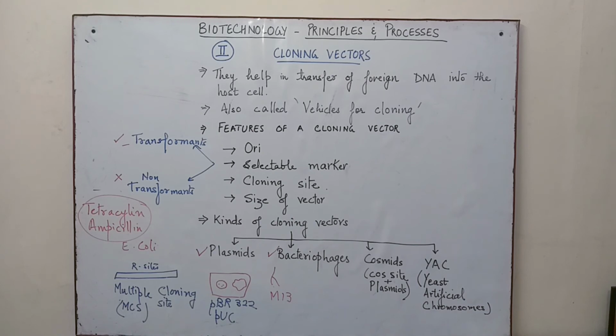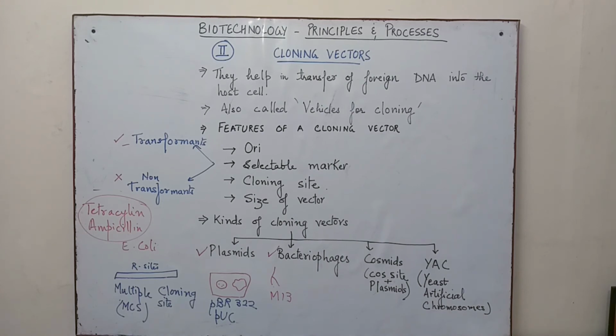Then YAC vectors, yeast artificial chromosomes, are self-replicating sequences of DNA which are obtained from the yeast chromosomes. So they are used in mapping large genomes. We have studied about the YAC and the bacterial BAC also. These are used in mapping large genomes, such as the human genome, which is quite big. BAC is bacterial artificial chromosome.